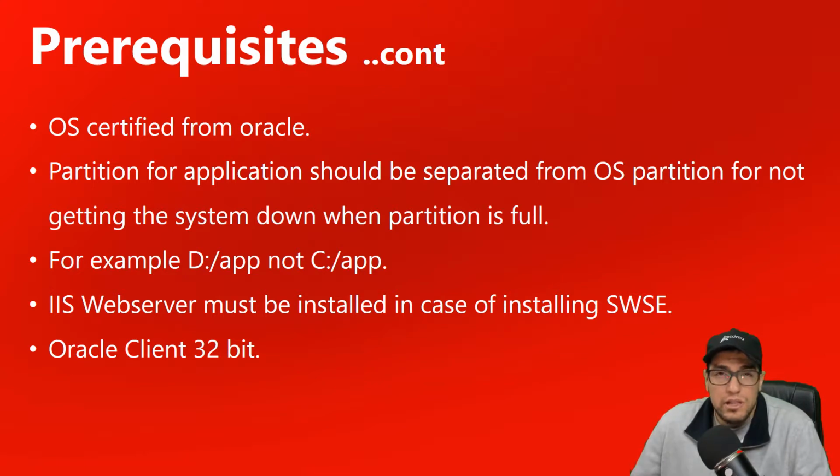Also, we need an operating system certified by Oracle, such as Windows or Linux, Red Hat server. We need a partition for the application that should be separated from the OS partition, so as not to get the system down when the partition is full. For example, D app, not C app, because Windows is installed in C. We need IIS, Internet Information Server. The web server must be installed in case of installing Siebel Server Web Extension, SWSE. We also need the Oracle 32-bit client.